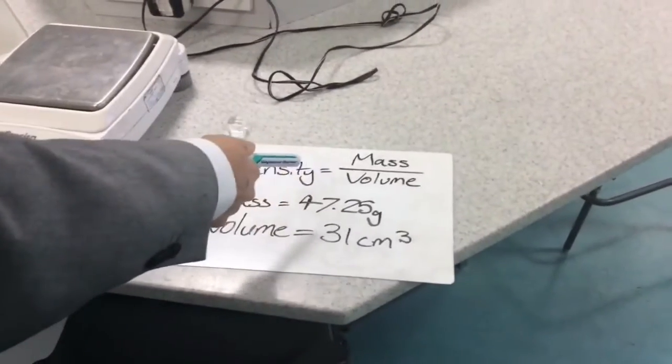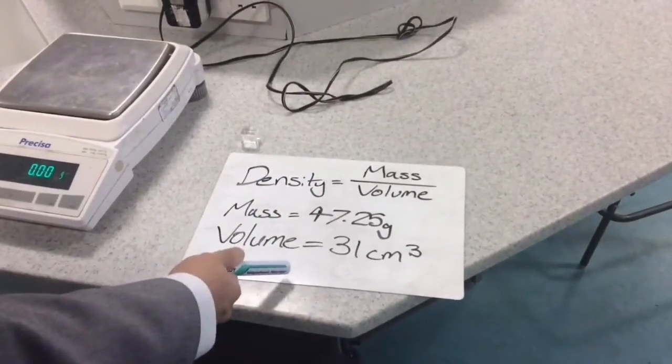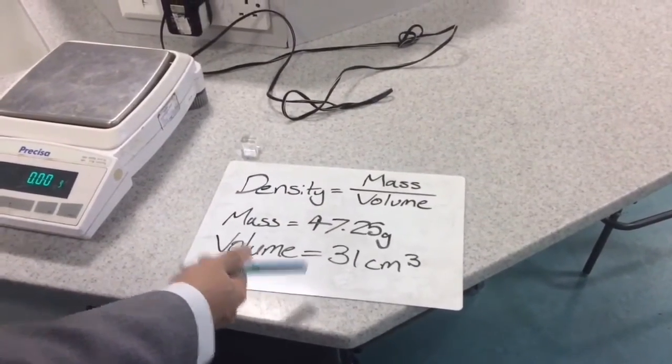So now we have the mass, we have the volume, and we have our equation. Can you work out the density in grams per centimeters cubed for this, and then convert it into kilograms per meter cubed? Off you go, kids.